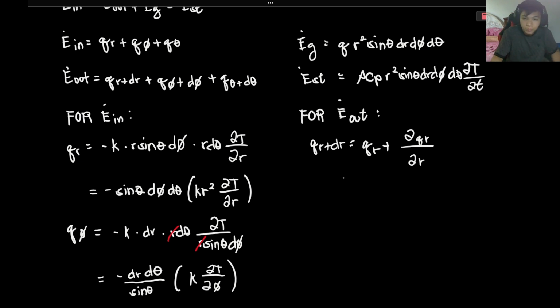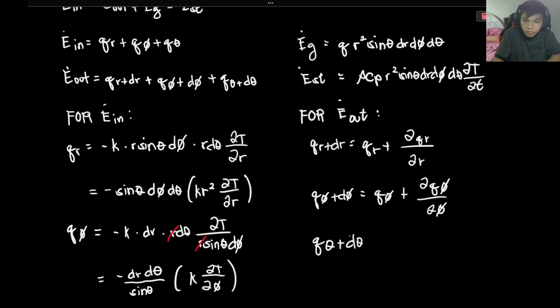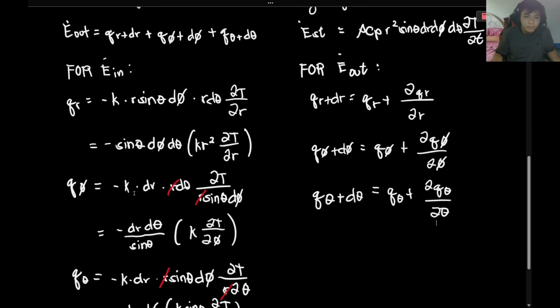Okay? And then, our Q phi plus d phi, same concept. So, that would be Q phi plus the partial derivative of Q phi over d phi. Okay? And then our theta, so Q theta plus d theta is equal to Q theta plus the partial derivative of Q theta over theta, with respect to theta.